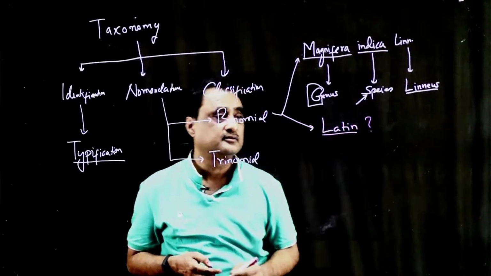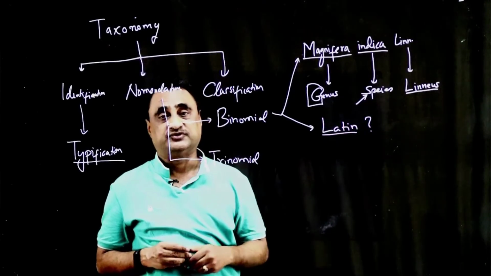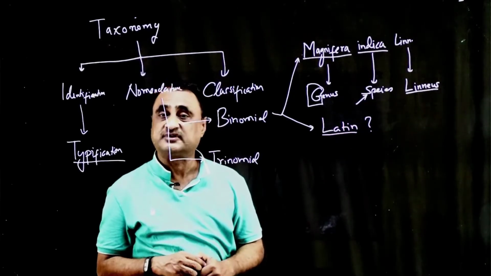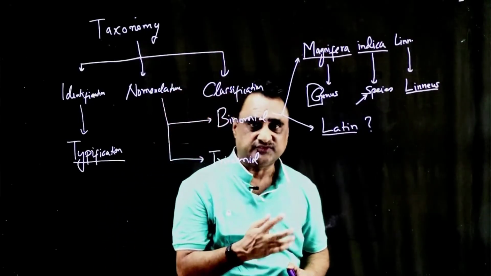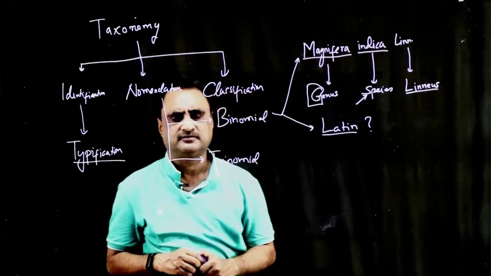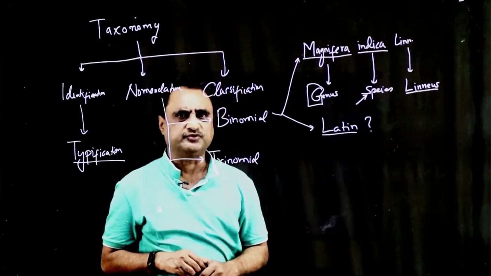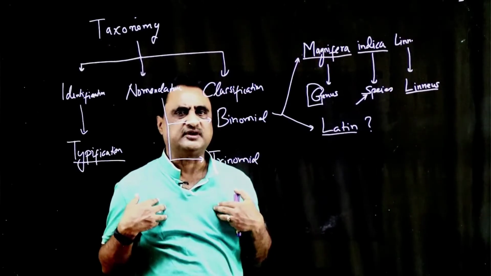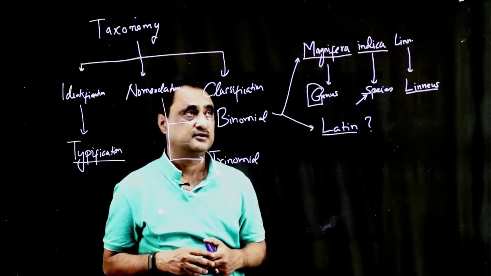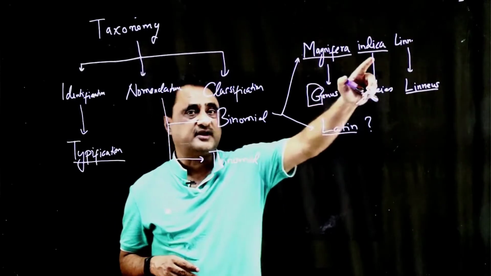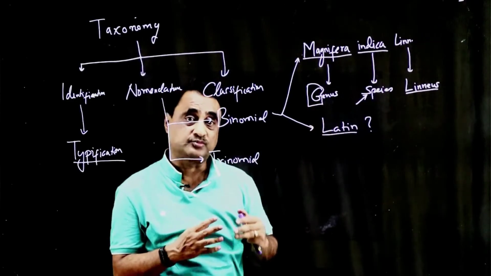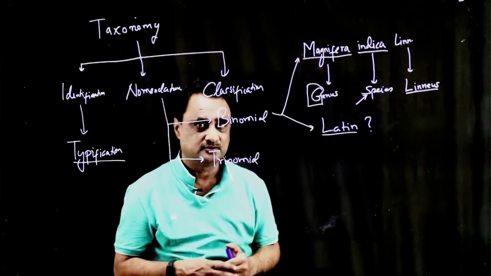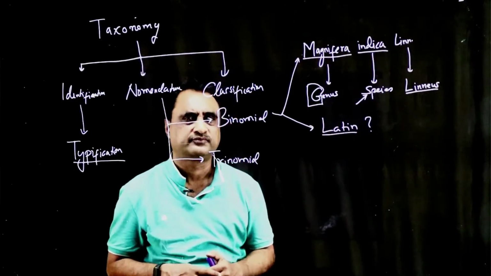Why? Latin is a dead language. Now, what is the advantage of using a dead language? You know very well that if a language is in use, it is dynamic and will keep on changing. For instance, suppose I keep the scientific name in Hindi. What is the name of Mangifera indica? Obviously, it is aam. But what was the name of aam 1000 years ago? It was Amr. Same plant, two different names.